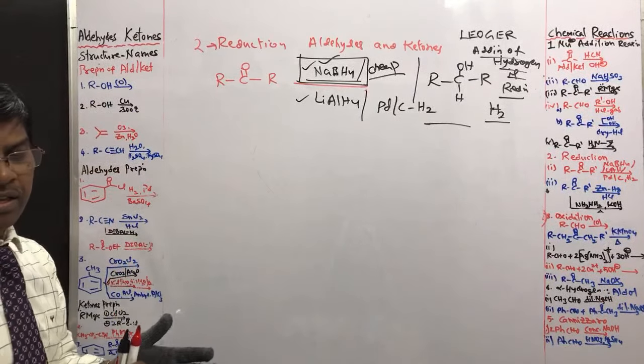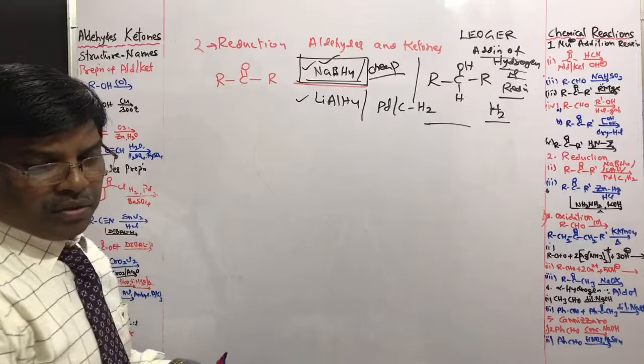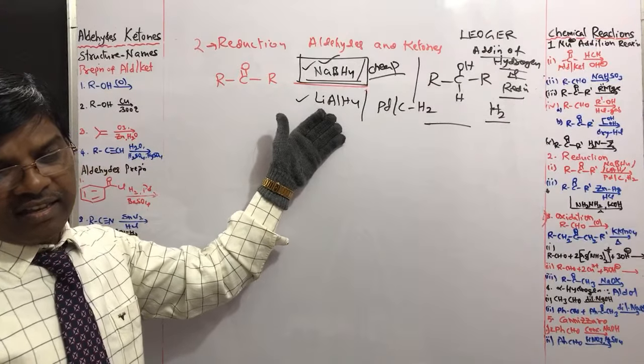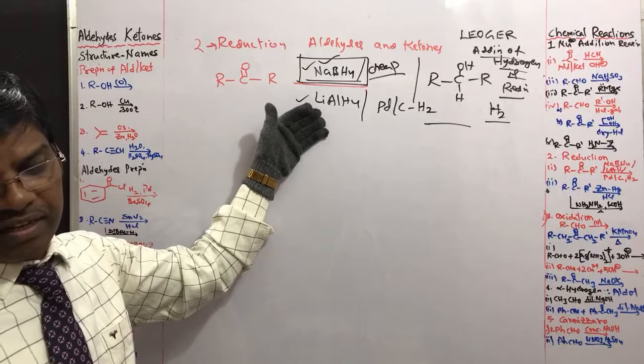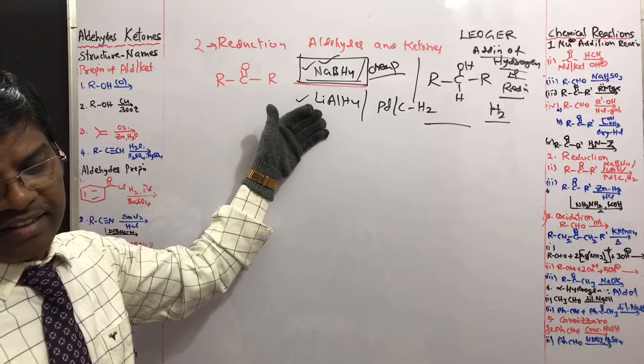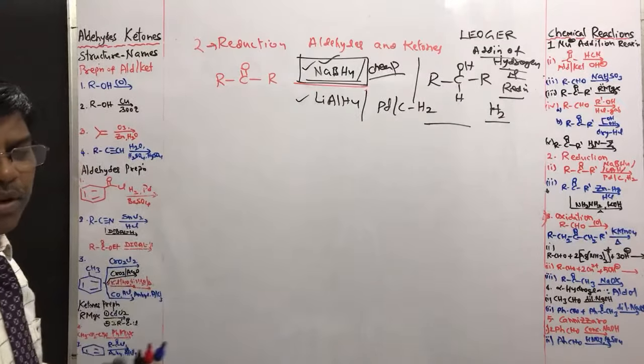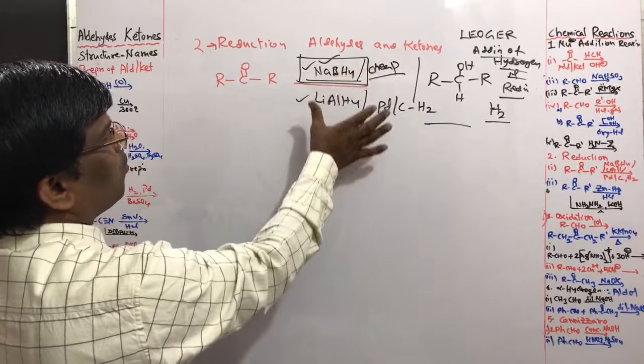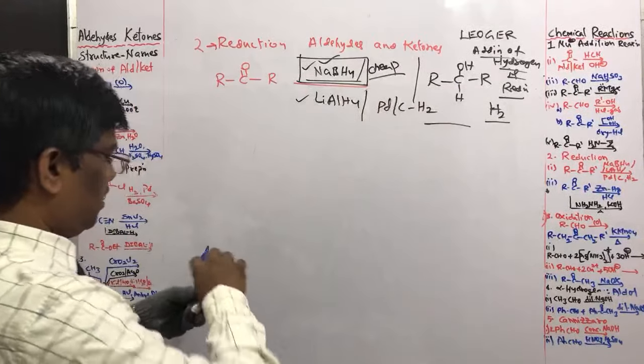Yes, students. So have you come across MPV reduction, Meerwein-Ponndorf-Verley reducing agents? So there are a number, don't worry. So ketones in presence of sodium borohydride, lithium aluminum hydride, palladium carbon. Then next.